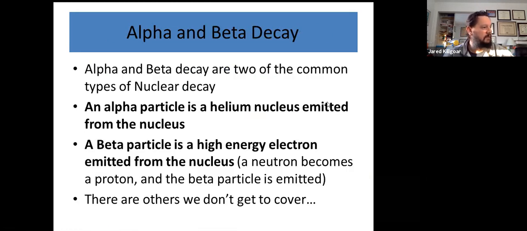So we'll watch that in a sec. Alpha and beta decay are 2 specific types of radioactivity.